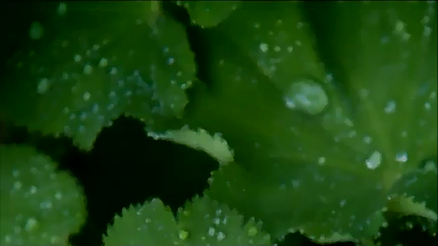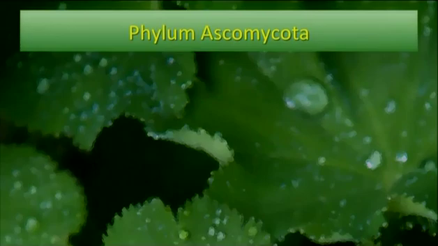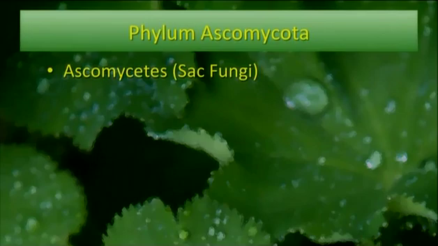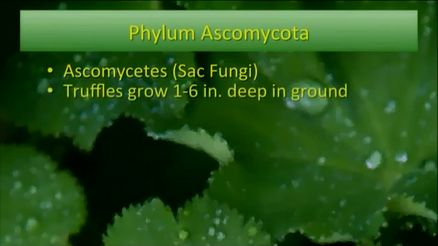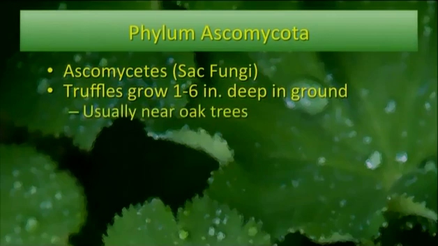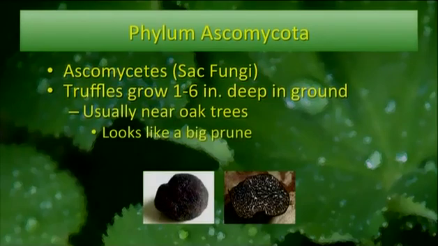Now the ascomycetes, or the Ascomycota, are the sac fungi. One example of a sac fungus is the truffle. Truffles have their fruiting body growing 1 to 6 inches deep in the ground. They're found usually near oak trees, and they look sort of like a big prune.